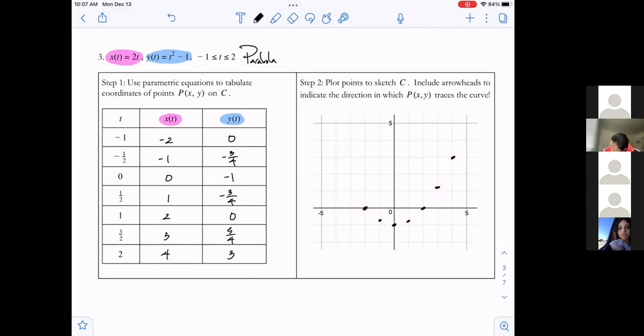Right? And so we connect the dots again. And we put in enough arrows, not too many, but however many we see fit, so that our reader can see the direction of what's happening here. Okay.